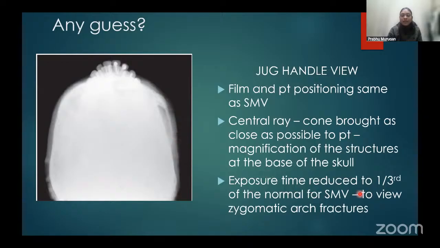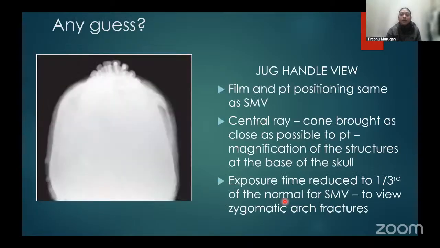Okay, where the exposure time will be reduced to one third of the normal exposure of your submental vertex view, and the central ray of the X-ray is brought closer in such a way that the cone will be brought as close as possible to the patient. Because of this, there is going to be magnification of the structures at the base of the skull, and you will be able to view the zygomatic arch very clearly. Okay, so the indication of the jug handle view is fracture of the zygomatic arch.